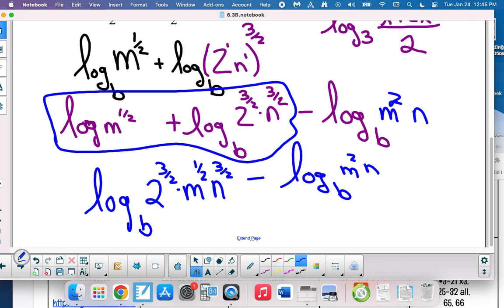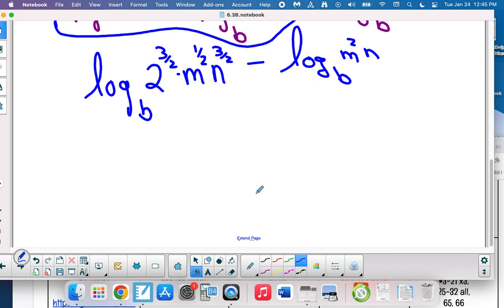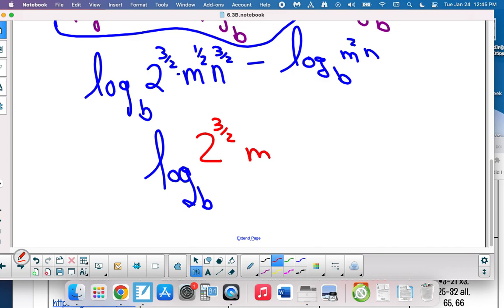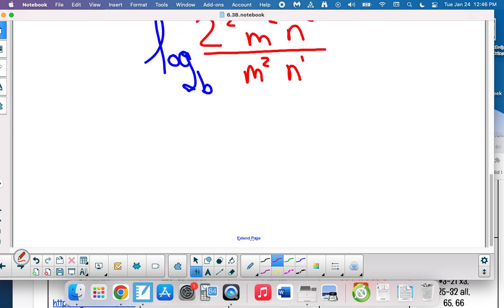Now, you got subtraction. Log minus log is the same as one log of division. Log base b of 2 to the 3/2, m to the 1/2, n to the 3/2, divided by m to the second, n to the first. And this is what I meant by yuck.